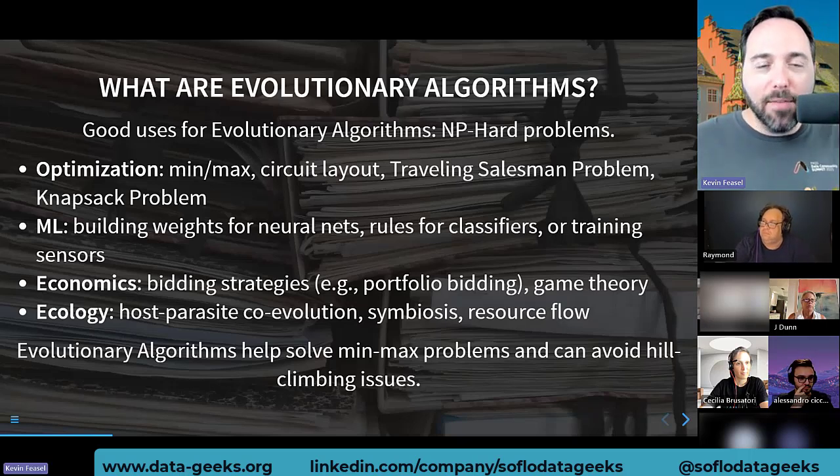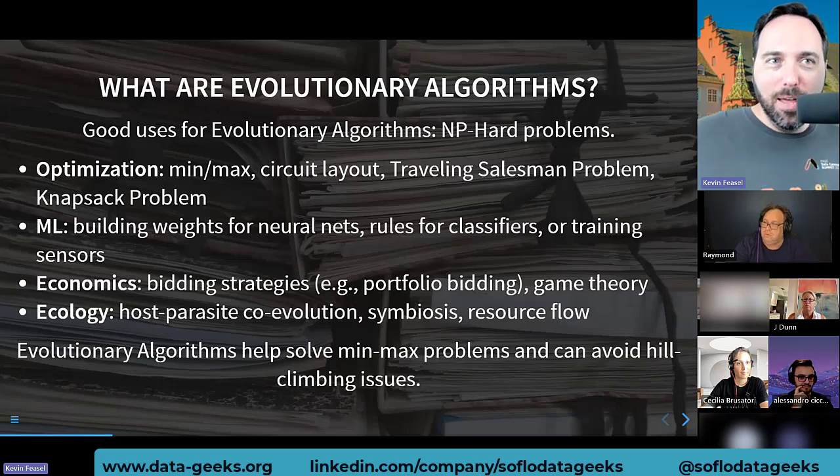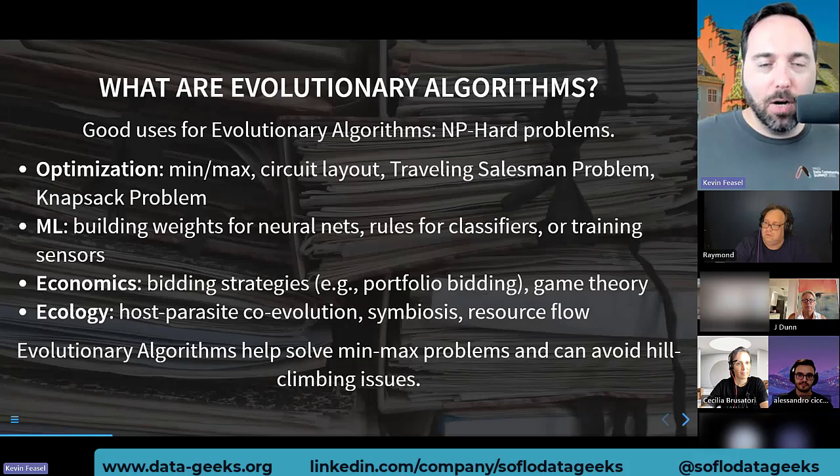In machine learning, we have some integration with neural networks, building weights for neural networks and also keeping neural networks on track. I will talk a little bit about genetic algorithms and evolutionary programming vis-a-vis neural networks at the end of the talk, but I do want to note this is not a neural network talk. We're not going to get really into that particular topic.